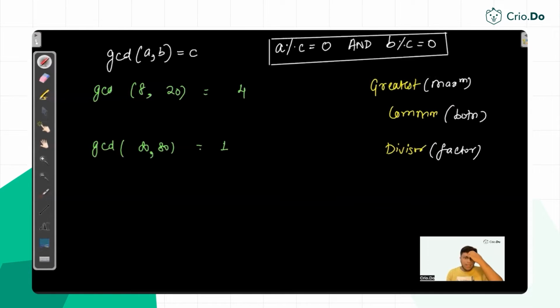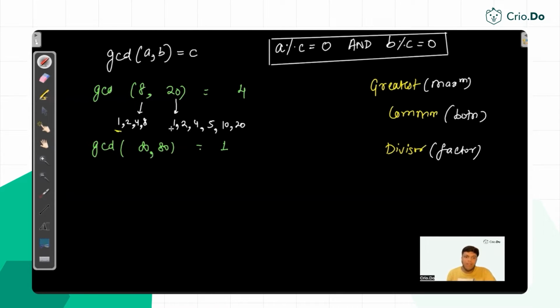So if I try the GCD of 8 and 20, what are the factors of 8? Factors of 8 are 1, 2, 4, and 8 itself. Or you can say 8 is a multiple of 1 into 8, 2 into 4, 4 into 2, 8 into 1. What are the factors for 20? It is 1, it is 2 again, it is not 3 now, it should be 4, because 4 into 5 is 20, then it should be 5, then 10, and finally 20.